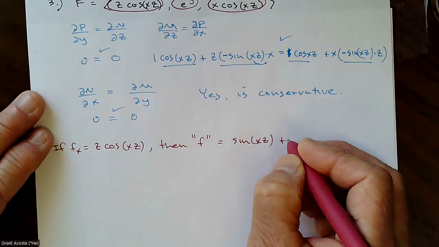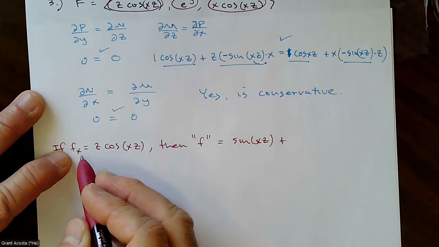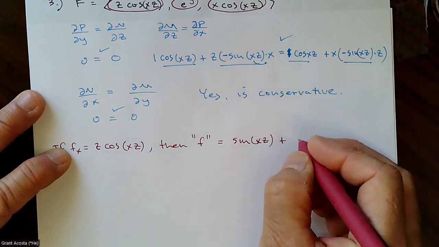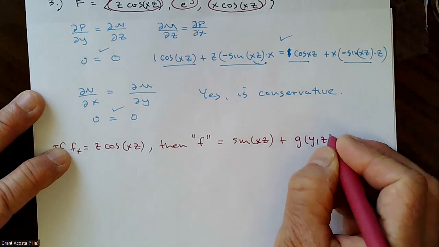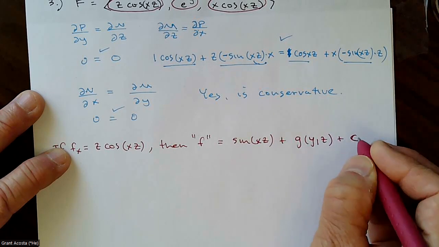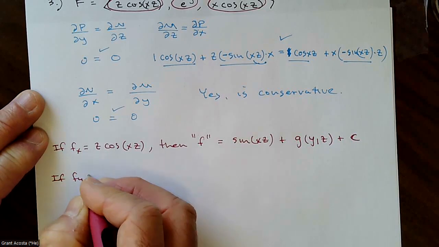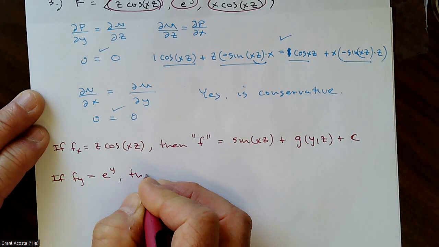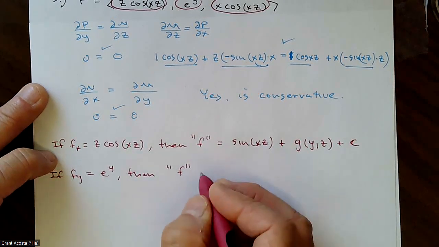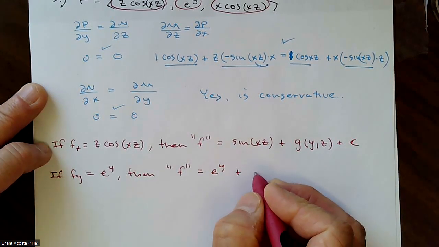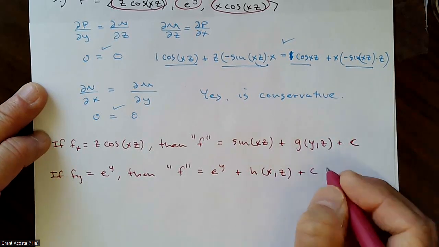But now here's the deal. On the previous one, we were just doing a 2D version. I just integrated with respect to x where I'm treating both y and z as a constant. So I have to acknowledge that there could be some function of y and z hanging out there, plus some numerical constant c. If my f sub y was just e to the y, then if I integrate that with respect to y, it is e to the y plus some possible function of x and z, since I would have been holding those constant.